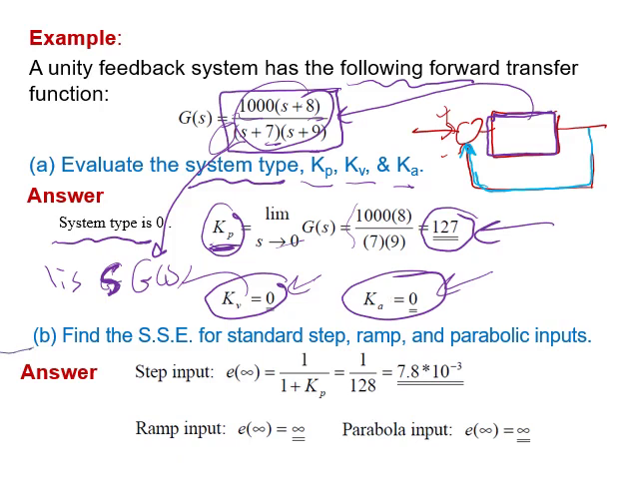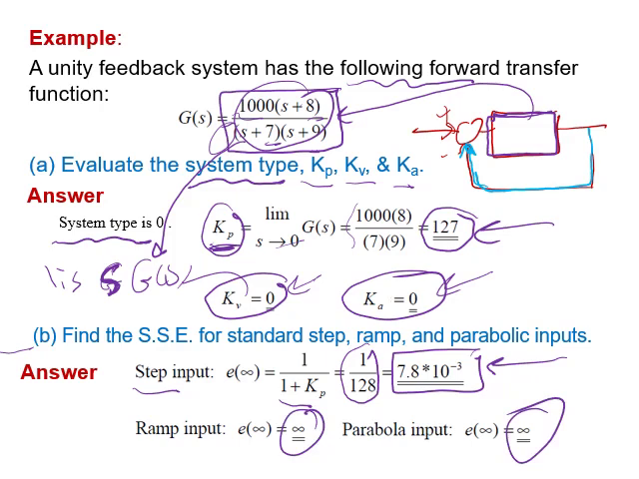For the other part, b, he wants to calculate the error. The error for the step is 1 over 1 plus Kp. That means 1 over 1 plus 127, which equals 1 over 128, equal to this value. I know that it's finite, and this is the value. For the other two, it's 1 over 0, 1 over 0, which is infinity, infinity.